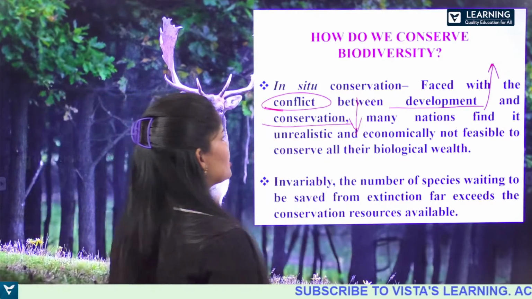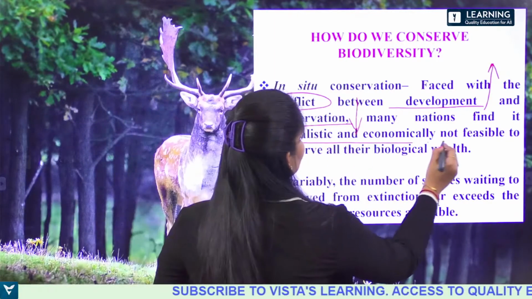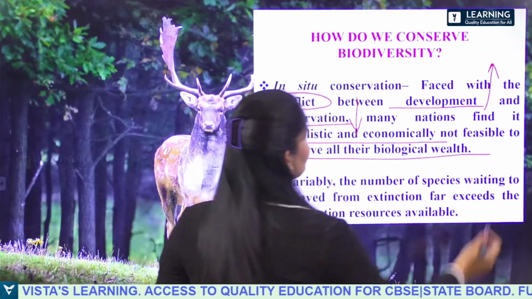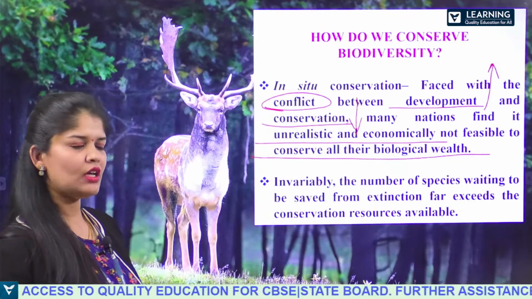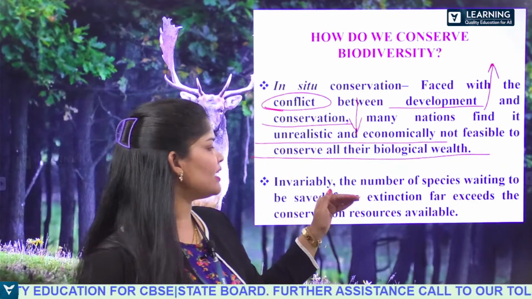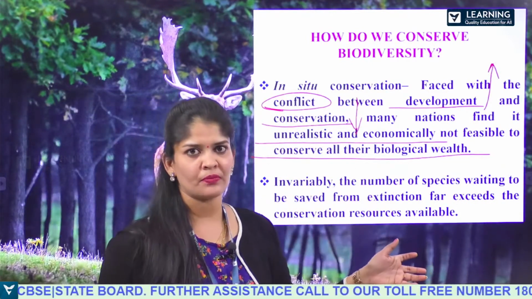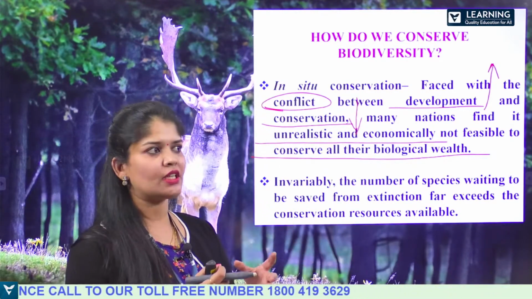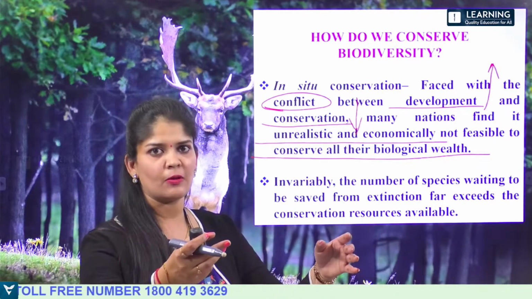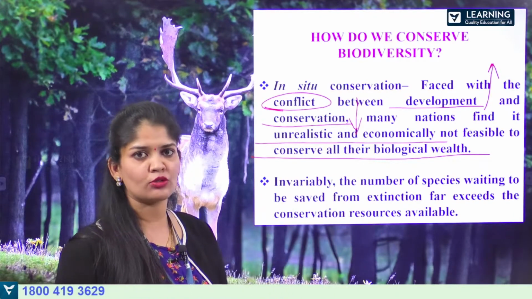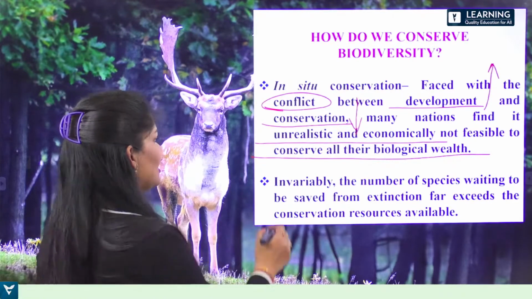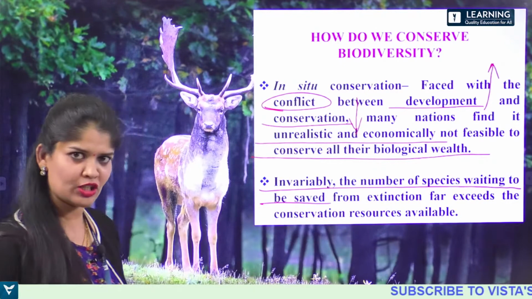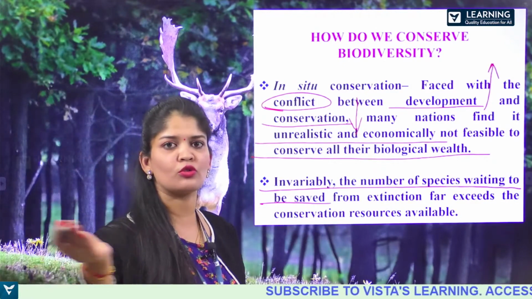Here, many nations find it unrealistic and economically not feasible to conserve all their biological wealth, because we have very limited conservation resources. We need resources for conservation too. All of a sudden, we can't protect the entire forest. We need conservation resources for that too. Invariably, there are so many species which are very close to extinction.